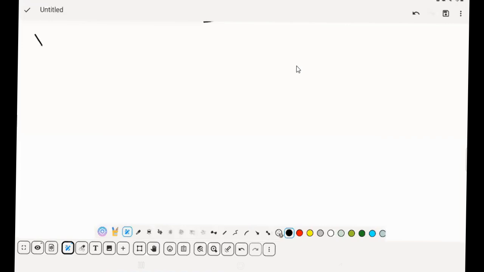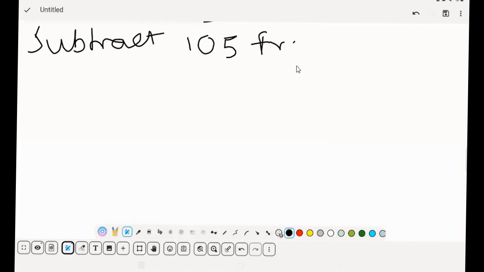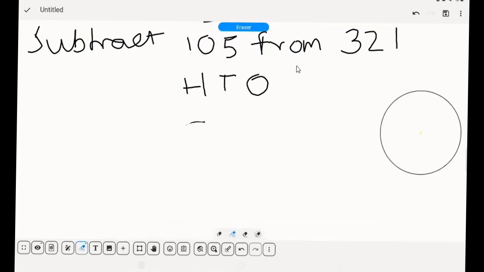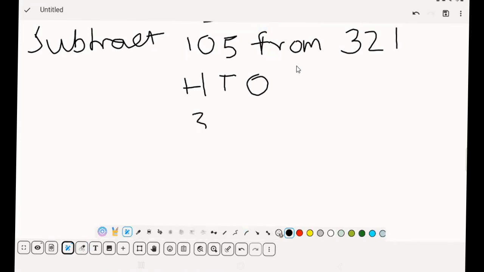Suppose we need to subtract 105 from 321. Then first step, you will need to write the numbers in HTO pattern. Then 321 in HTO pattern and then 105 in HTO pattern with minus sign.